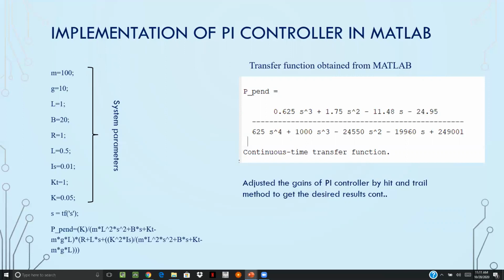Here you see the adjusted gains of the PI controller, tuned by the hit and trial method to get the desired result. And we've also listed our system parameters to our left. And this was done on MATLAB.